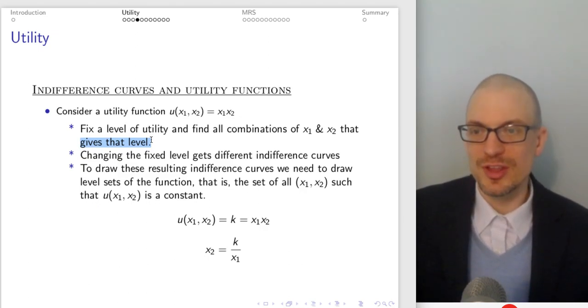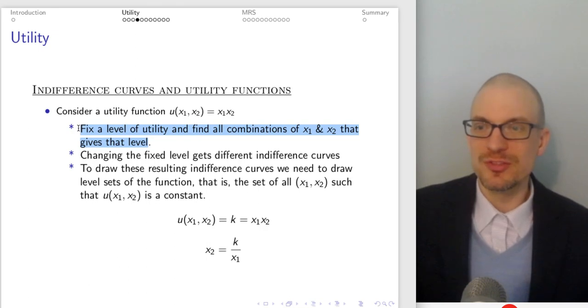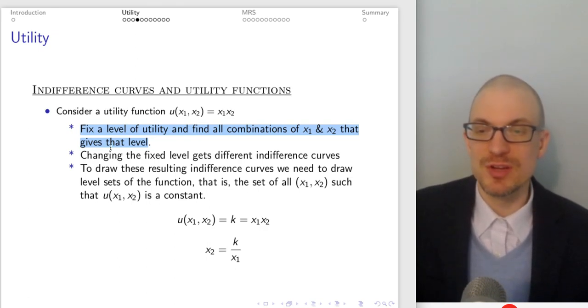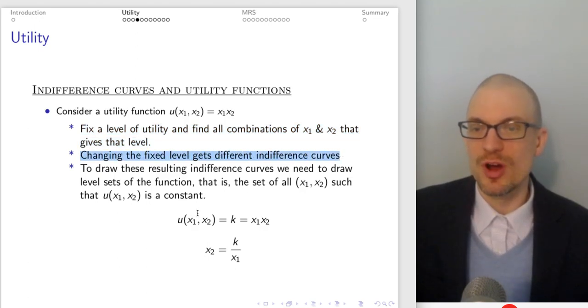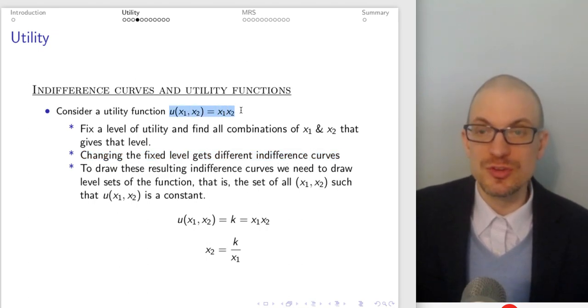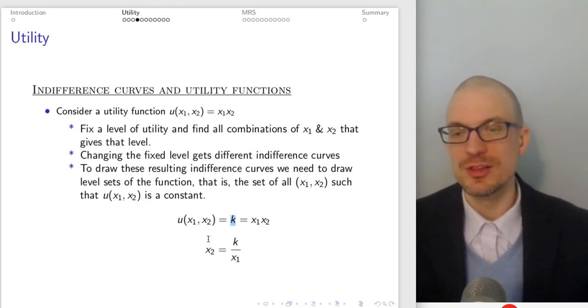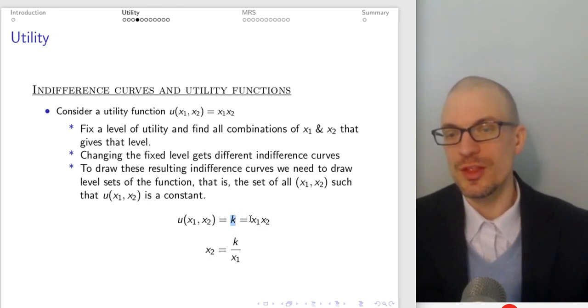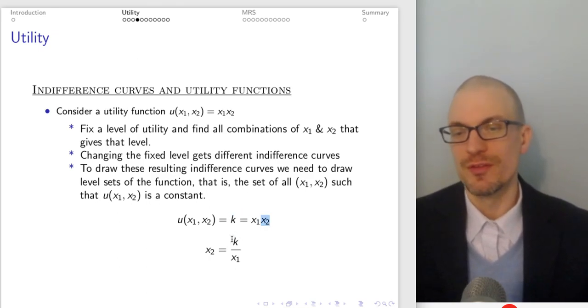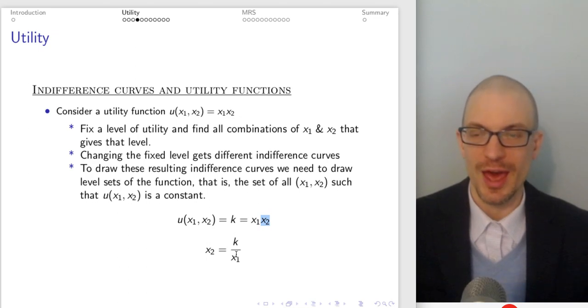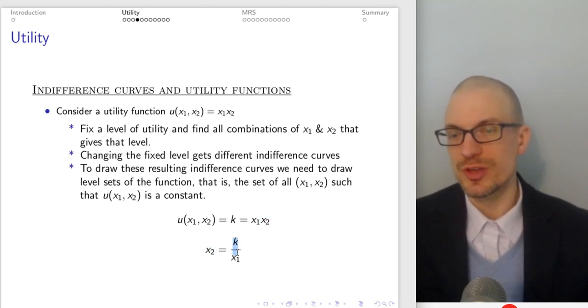All combinations that give me the same level of utility must, being consistent with our definition of an indifference curve, be on the same indifference curve. Changing the fixed level gives us different indifference curves. We can draw these out. Suppose I take this utility function. This is our Cobb-Douglas utility function, where I multiply my amount of good 1 times my amount of good 2. If I set this equal to some utility level k and solve for x2, thinking of x2 as like y and x1 as like x, this would be y equals k over x.